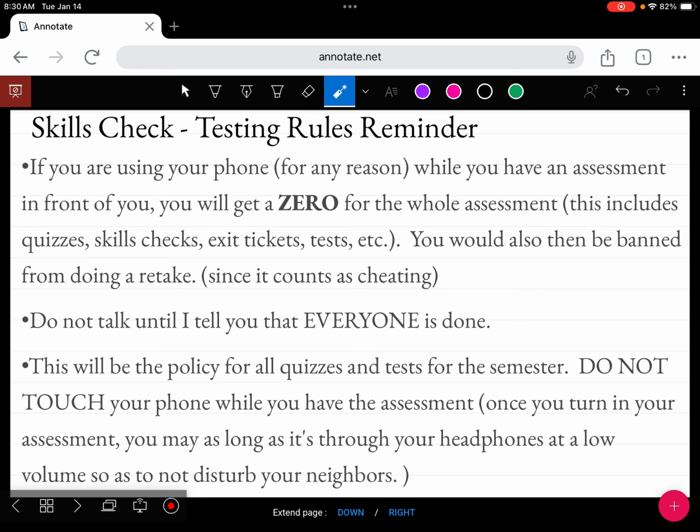This is how it's going to be for the whole semester. You're not messing with your phone during tests. You're not messing with your phone during quizzes. If you can't get through your test without playing with your playlist, physically take your headphones out. This is seriously a single page with 2 multiple choice questions and 3 fill in the blanks.